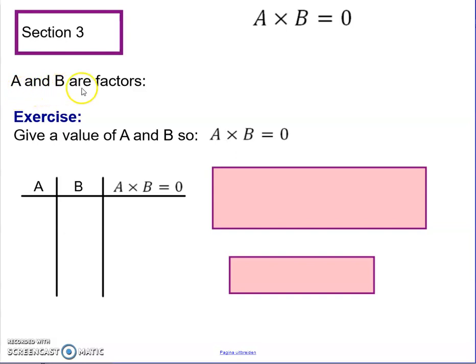First, A and B are factors. And why are A and B factors? Well, A and B are factors because they are multiplied by each other. And that's really important. Again, we are multiplying.